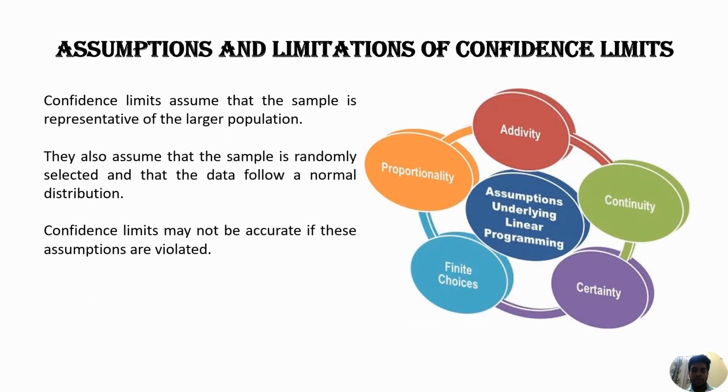Assumptions and limitations of confidence limits. Confidence limits assume that a sample is representative of the larger population. They also assume that a sample is randomly selected and that the data follow a normal distribution. Confidence limits may not be accurate if these assumptions are violated.